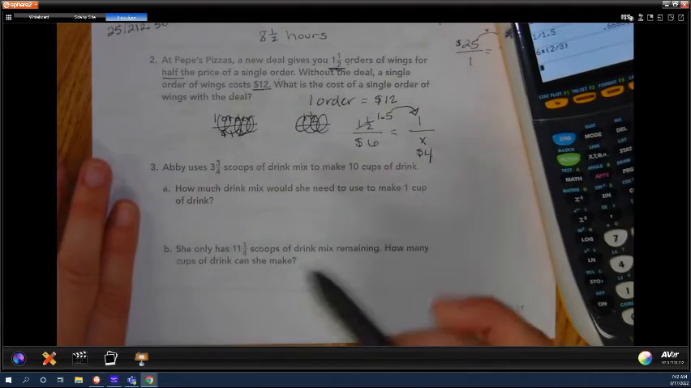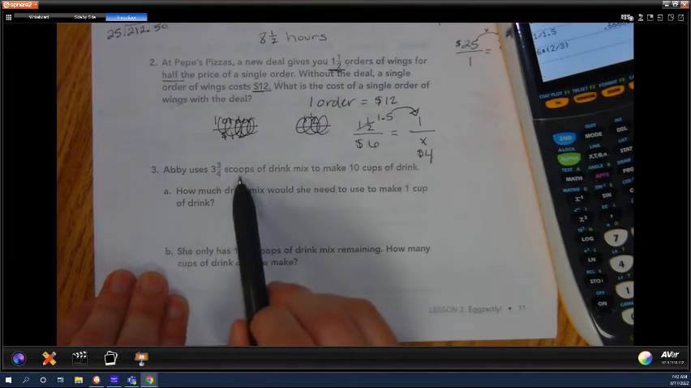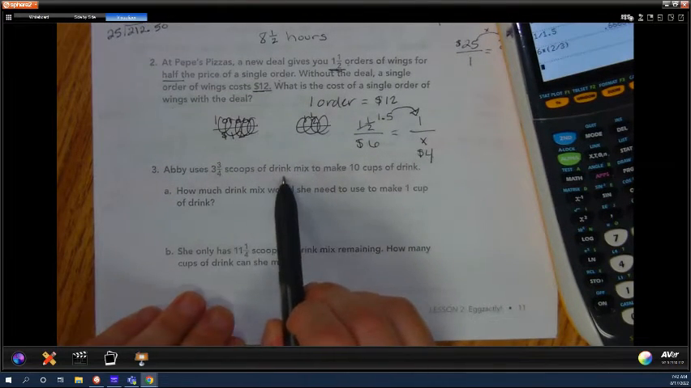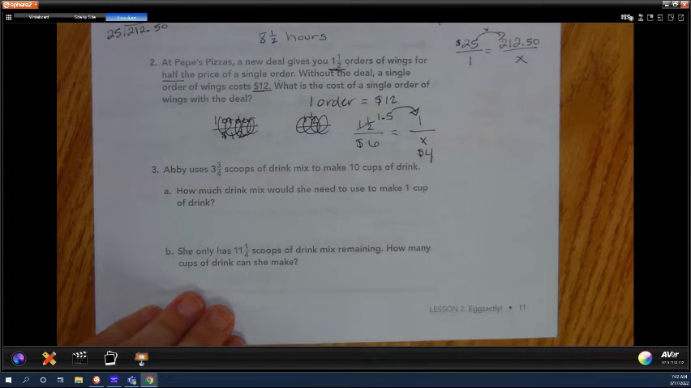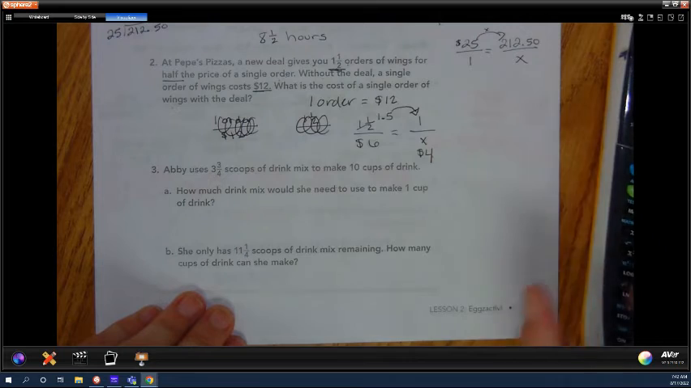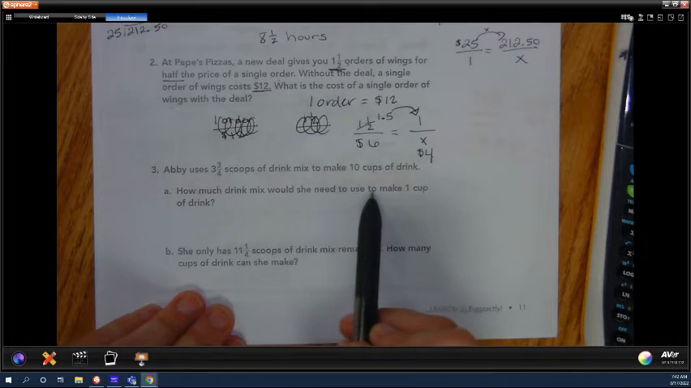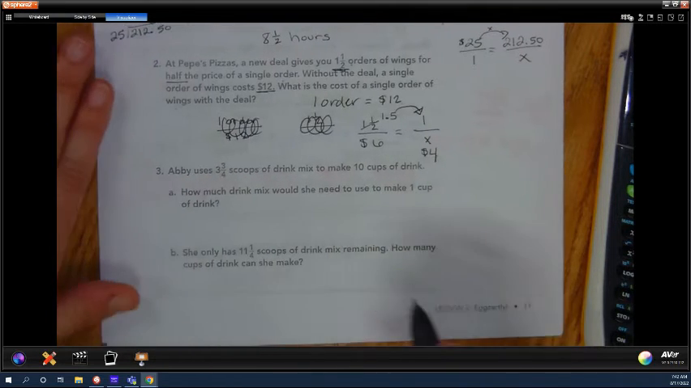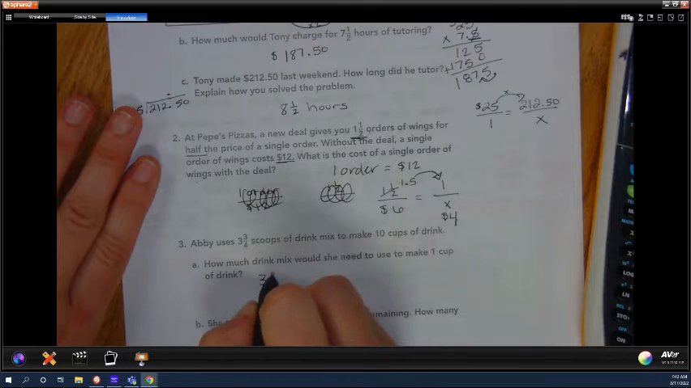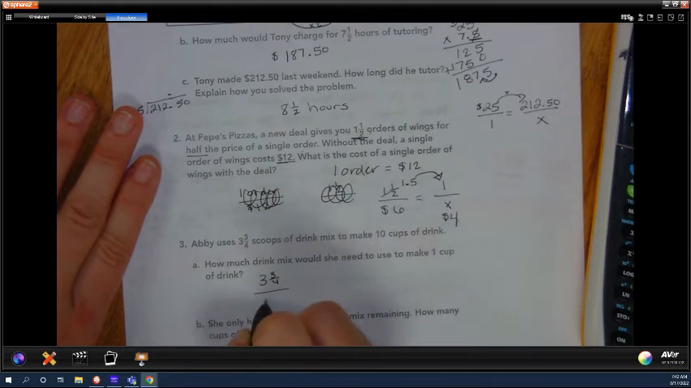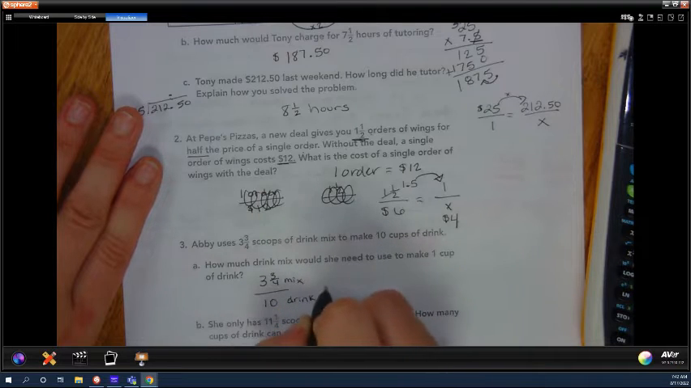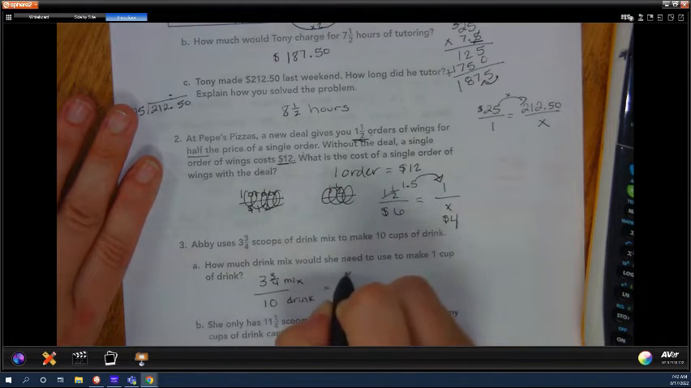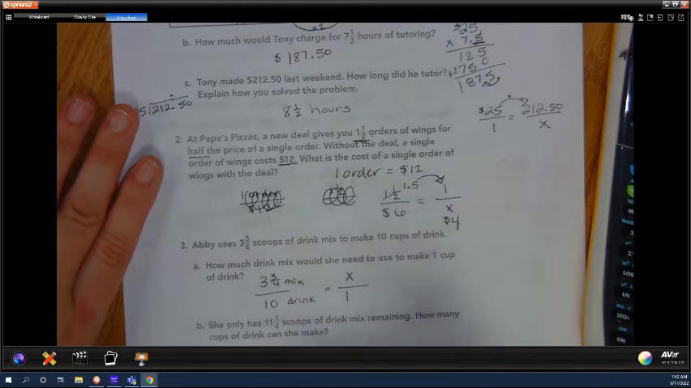Let's take a look at number 3. Abby uses 3 3/4 scoops of drink mix to make 10 cups of drink. All right. How much drink mix would she need to use for 1 cup of drink? All right. So I have 3 3/4 over 10 cups of drink. Okay. So mix over drink is equal to, well, I need to know how much mix do I have for 1 cup of drink.